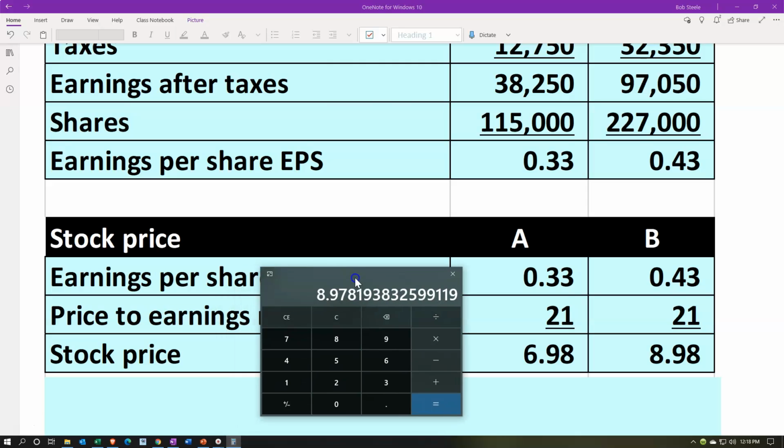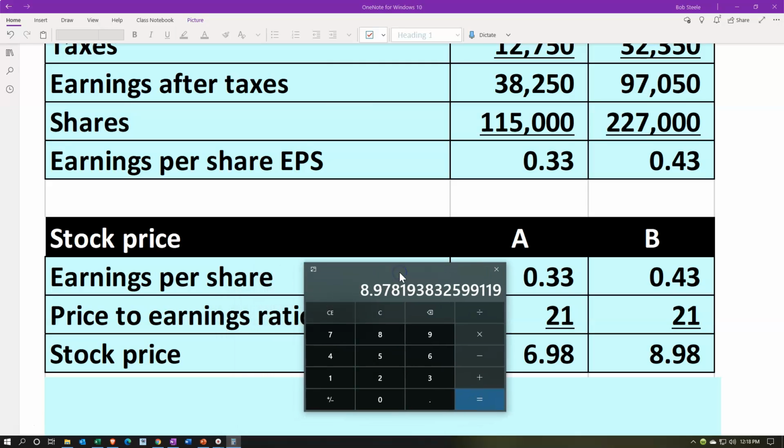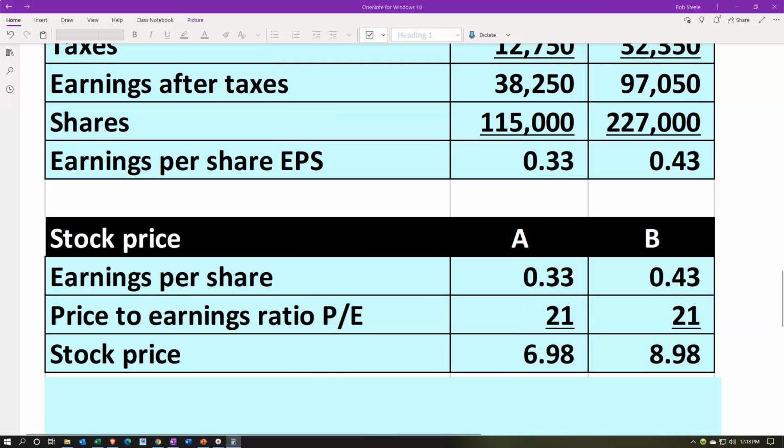Remember that if you're given, for example, the stock price and the earnings per share, and you're asked to calculate the PE ratio, then you would say, okay, well, now I've got the stock price, the 6.98, divided by the 0.33 earnings per share. That means that the PE ratio would be 21, meaning the stock is trading at 21 times the earnings per share.